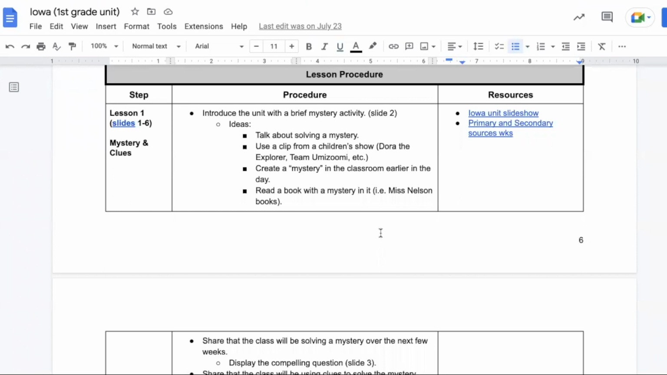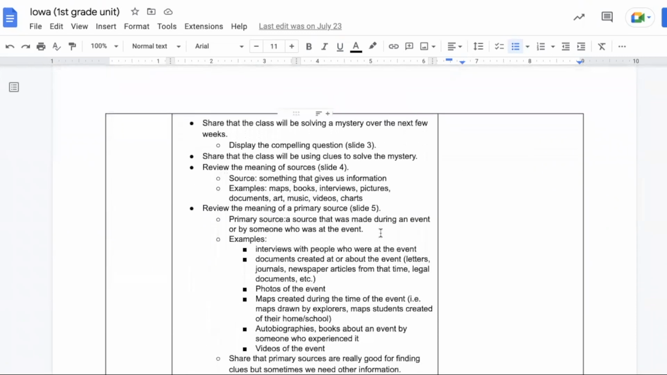Lesson 1 begins with a brief mystery activity, and it can be pretty much any activity you want, but there are a few ideas selected, such as talking about solving a mystery, using a clip from a kid's show that solves mysteries like Dora or Team Umizoomi. You can create a mystery in the classroom that students have to solve, or you can read a book like Miss Nelson that has a mystery in it. Share that students are going to be solving a mystery over the next few weeks and then explain the compelling question.